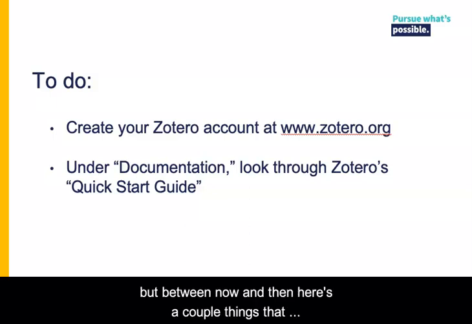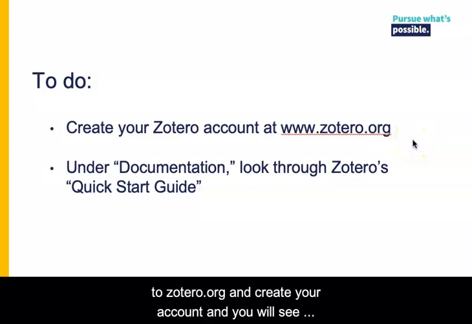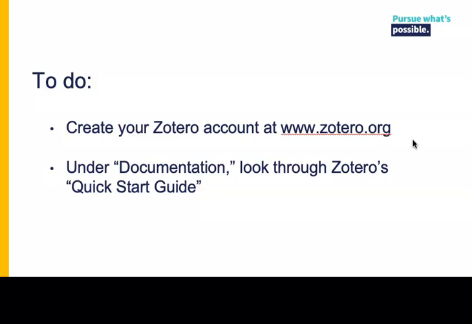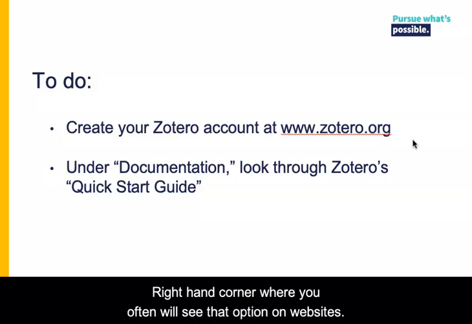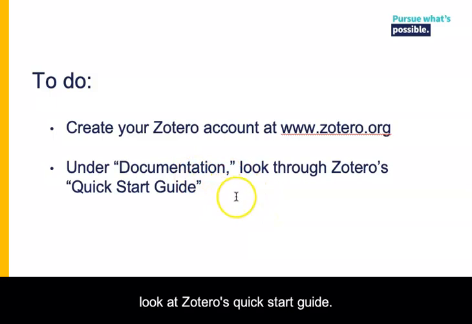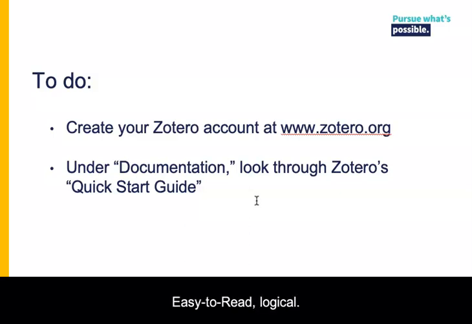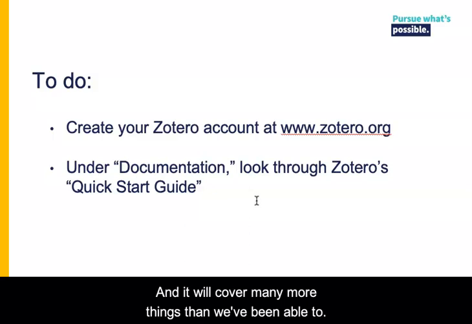So one I already mentioned. So go to Zotero.org and create your account. And you will see create an account up in the kind of top right-hand corner where you often will see that option on websites. And then the second one, once you're there, is take a look at Zotero's Quick Start Guide under documentation, because it is very, very good and very thorough, easy to read, logical, and I think you will find it incredibly useful, and it will cover many more things than we've been able to.